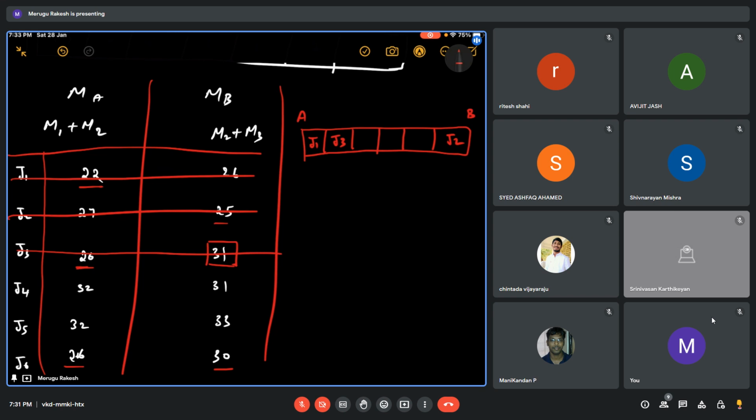The next minimum value will be 26, which is again J6. Let me take this value. Then again we have 32, 32, 31, we have the minimum value here. Then J5. So this is one sequence we are getting. Similarly, you will get the other sequence also.